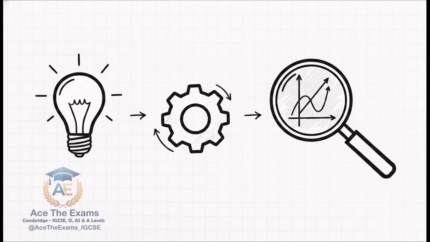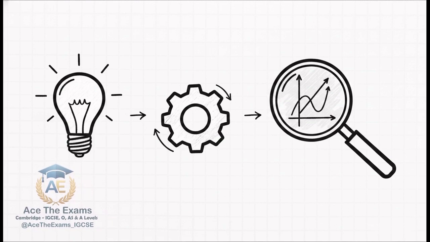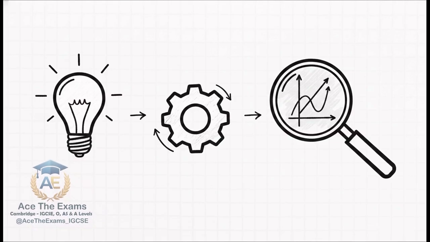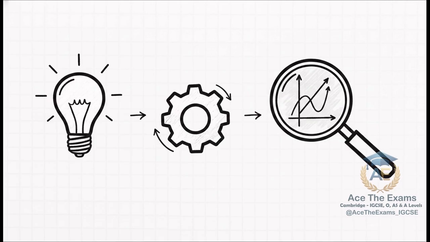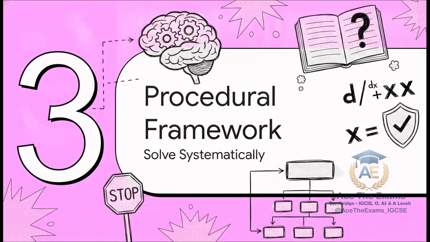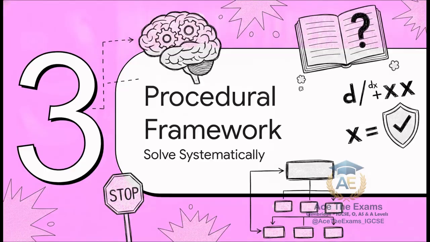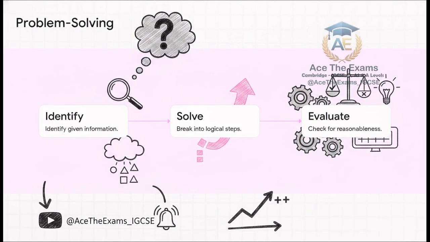For instance, finding stationary points and determining their nature. That requires you to investigate the mathematical geometry of the curve based on evidence provided by the derived function. It's not just doing the math, it's analyzing what the math is telling you. Part 3, the procedural framework. Deconstruct, solve, evaluate. So how do top-scoring candidates actually approach problem-solving on the day of the exam?